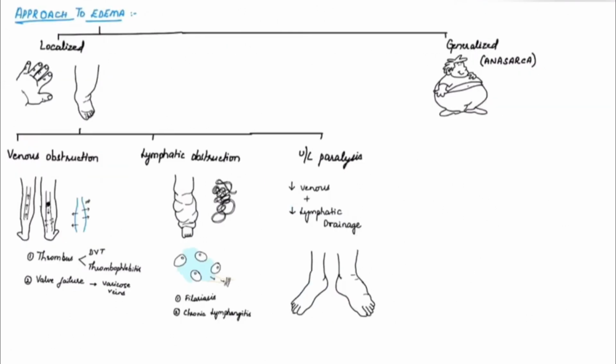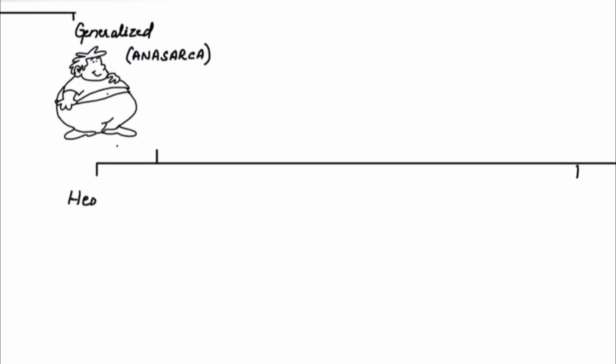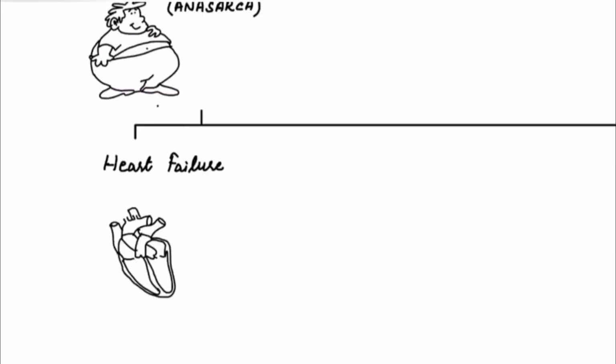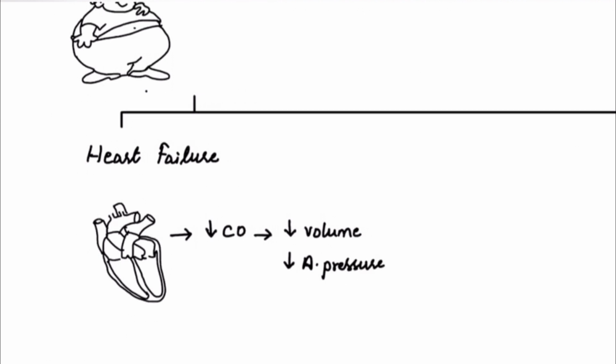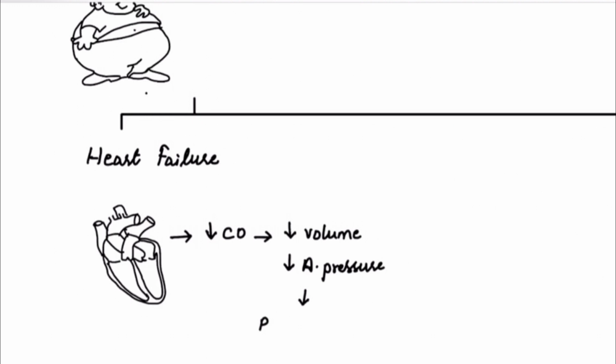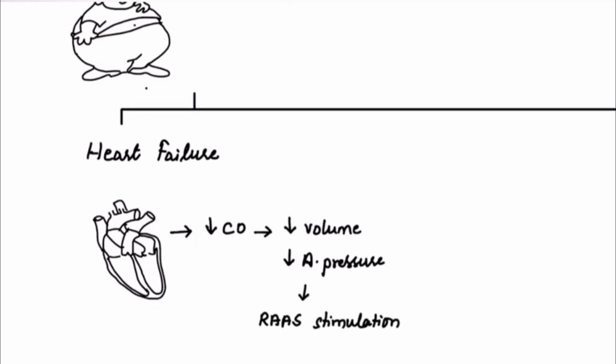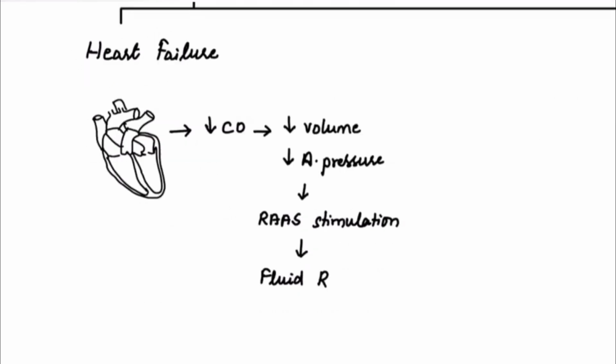Now we'll look at the causes of generalized edema. So first is when there is heart failure. Suppose there is a failing heart, it cannot pump blood properly, so there is decreased cardiac output. That means the circulating volume is less and the arterial pressure is less. So these two are the factors which can stimulate the renin, angiotensin and aldosterone system. Now once this RAS mechanism is stimulated, it will cause retention of fluid. Thereby this fluid retention will cause edema. This is how heart failure causes generalized edema.